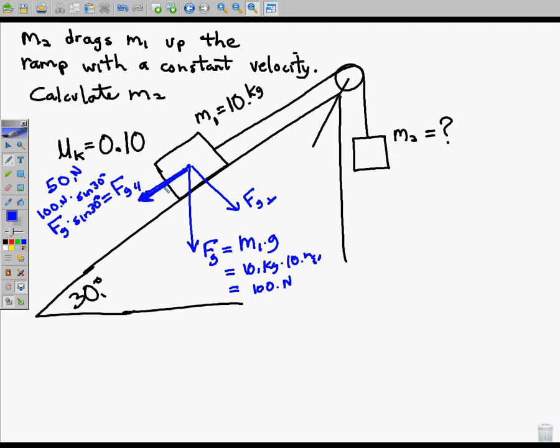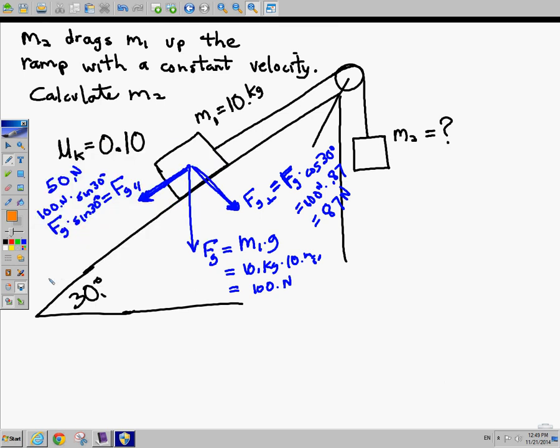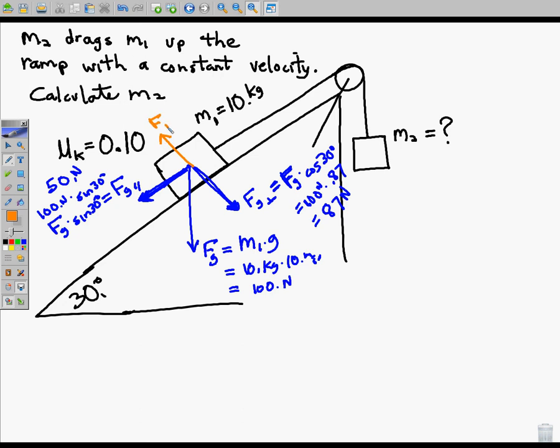FG perpendicular, on the other hand, is equal to the whole weight times the cosine of 30. Cos keeps it close. So that's 100 newtons times cosine of 30, which is 0.87, so that's 87 newtons. FG perpendicular is the normal force also. Therefore, the normal force is equal to 87 newtons.